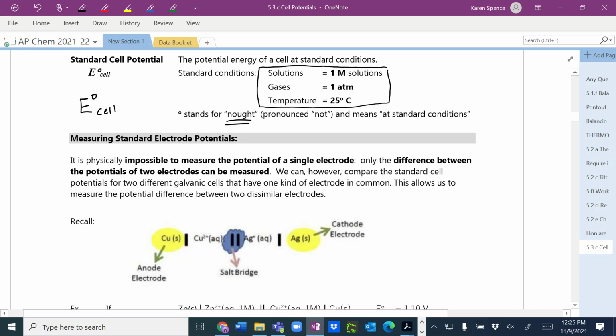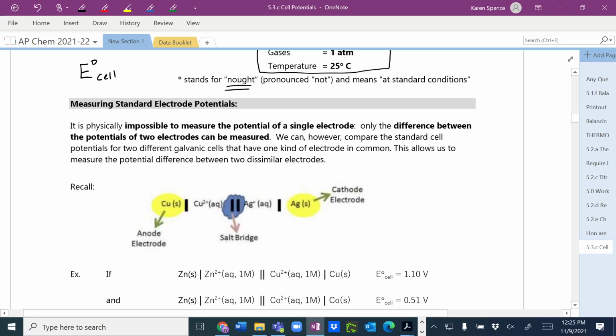Measuring our standard electrode potentials. It is impossible to measure the potential of a single half cell. Do you remember using voltmeters in grade 9? Or maybe you've done some in physics? How many places did you have to connect your voltmeter? You had to connect it in 2 places because you were always measuring a potential difference, right?